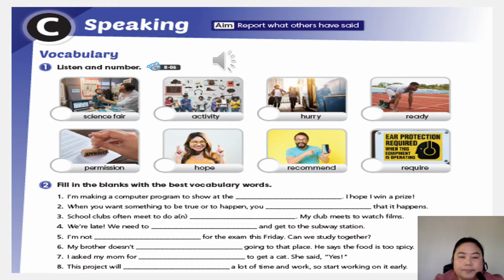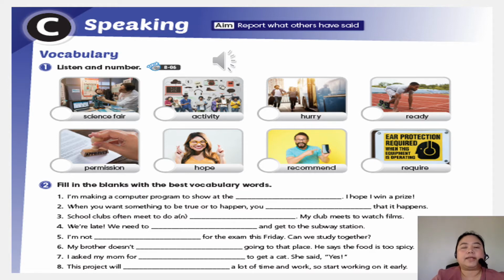Number 1. I require more information than that. Number 2. He said, hurry up. Number 3. You need permission to do that. Number 4. I hope my mom will let me go out with my friends this weekend. Number 5. I'm doing research for the science fair next month. Number 6. I don't recommend doing that. You could get hurt. Number 7. She said she isn't ready yet. Number 8. Sorry I'm late. I had a club activity.